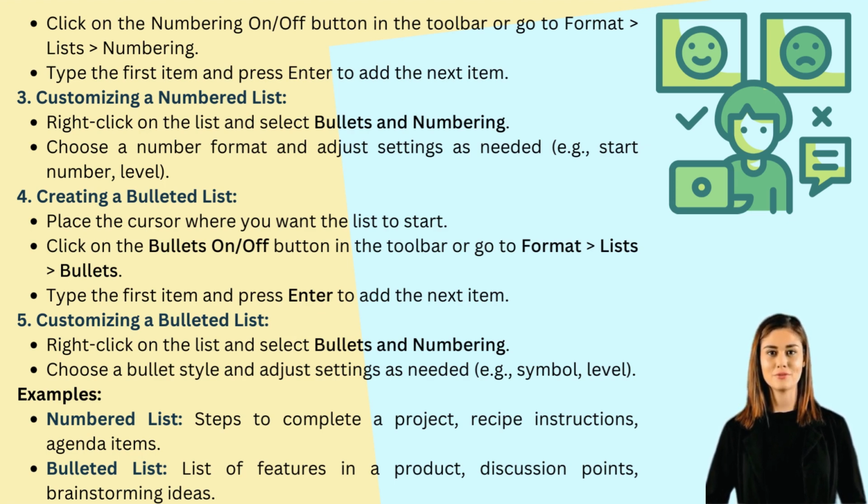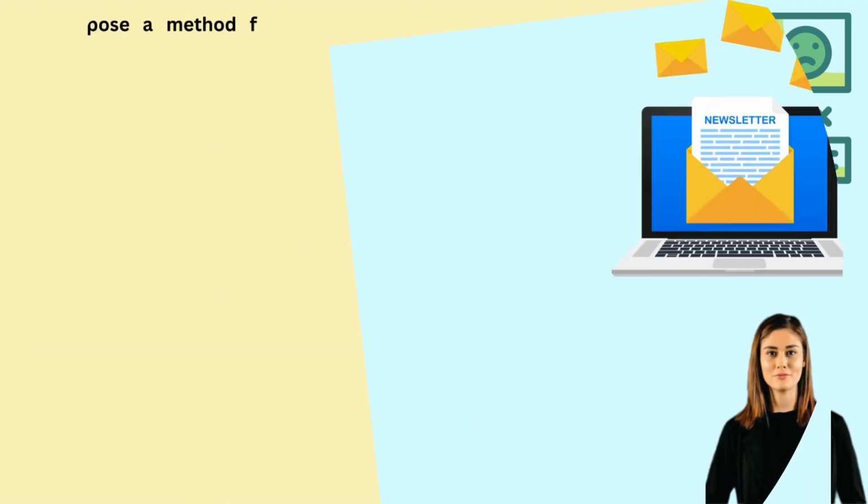5. Customizing a bulleted list. First, right-click on the list and select Bullets and Numbering. Second, choose a bullet style and adjust settings as needed. Example: Symbol, Level, Dot. Examples. 1. Numbered list: steps to complete a project, recipe instructions, agenda items. 2. Bulleted list: list of features in a product, discussion points, brainstorming ideas.